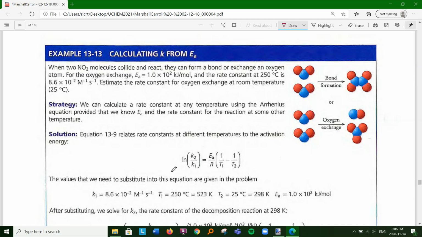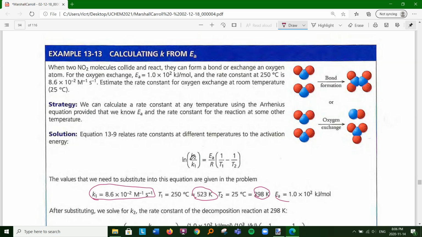So they're telling me that at 250 Celsius, which is 523 Kelvin, my k1, it's a second order process. I know that because the units are molarity to the minus 1 second to the minus 1, is given as 8.6 by 10 to minus 2. So that's one set of data. Then I want to get the rate at 25 degrees Celsius. For some reason, it may be hard to measure that for this reaction. 25 Celsius is 298 Kelvin. I'm given the activation energy, so I have to solve.